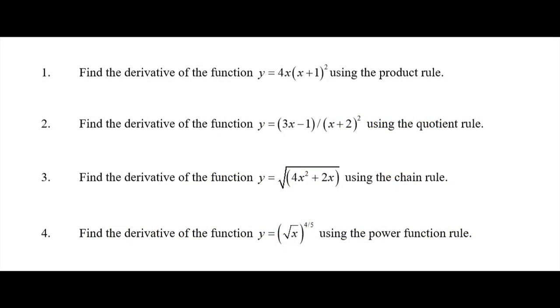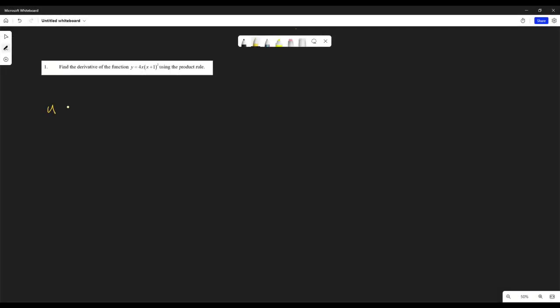Now in practice it becomes quite tedious to do this for all types of functions, so instead we apply a set of rules, and here we're going to apply them to the following functions. Let's first of all take the derivative of the function y equals 4x multiplied by x plus 1 squared. The easiest way to differentiate this is by using the product rule. We define two new functions, u equals 4x and v equals x plus 1 squared, and those give us derivatives du dx equals 4 and dv dx equals 2 multiplied by x plus 1.